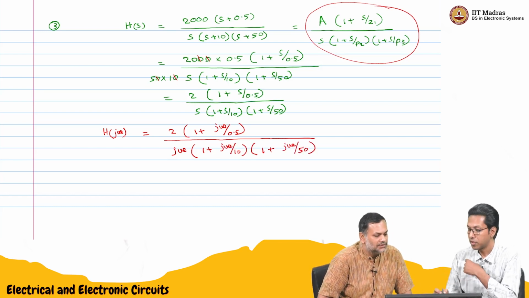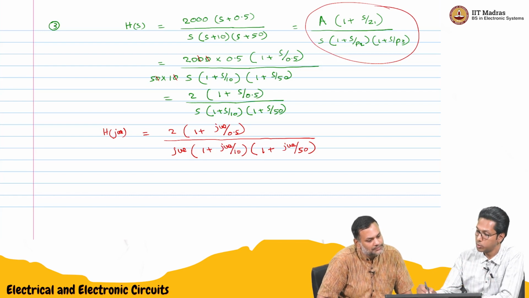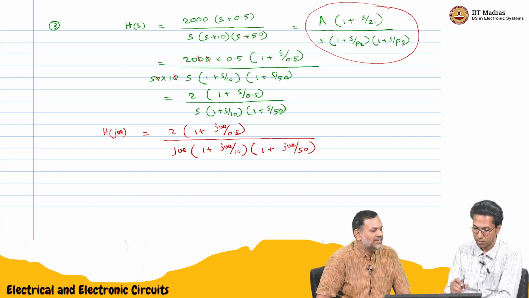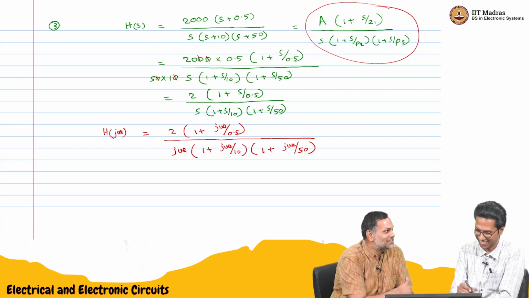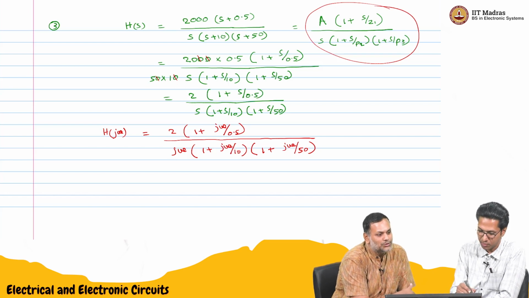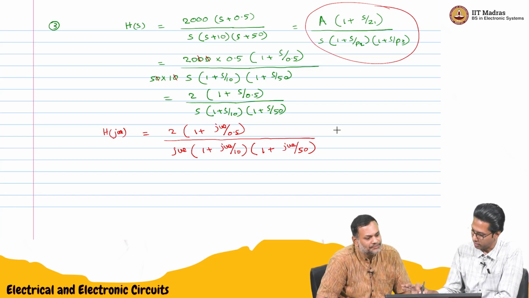In fact, we can take individual terms separately also. We can plot each one just like we did for k times j omega. For example, we'll do the same thing on a fresh page.